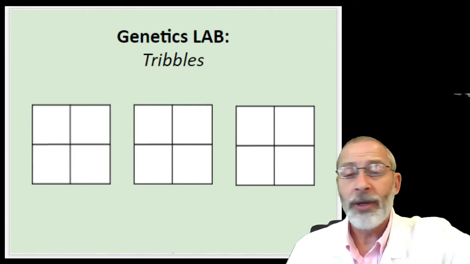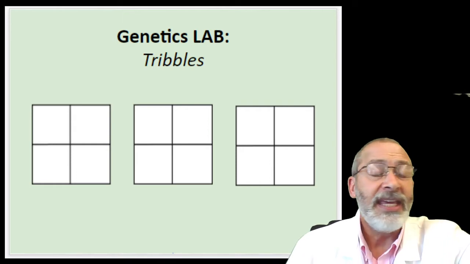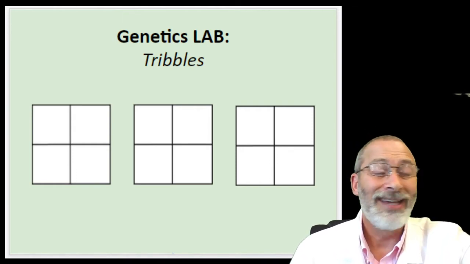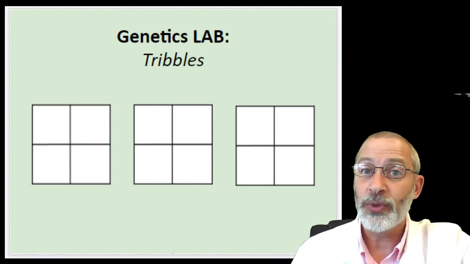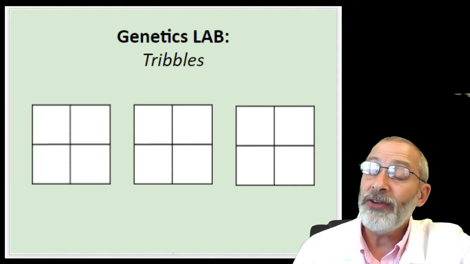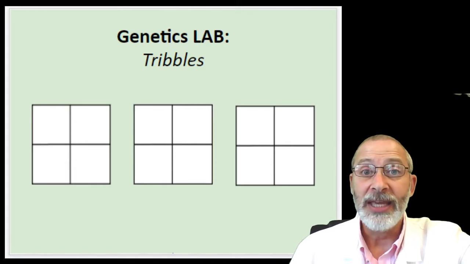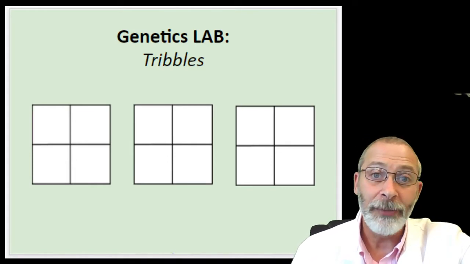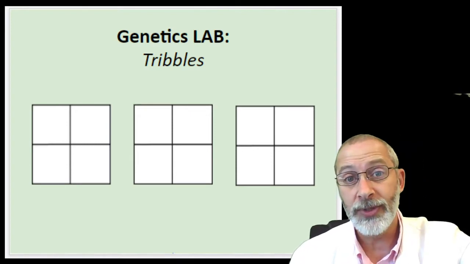The problem of today's lab is this. Is it possible to have similar phenotypes, with a PH, produced by different genotypes, with a GE? Is it possible to have similar phenotypes produced by different genotypes?